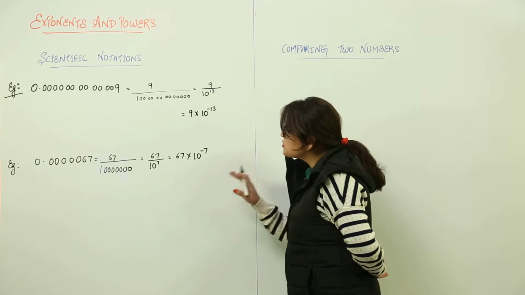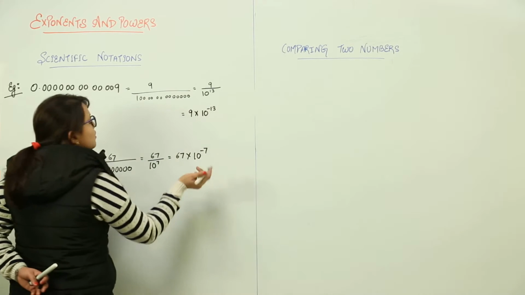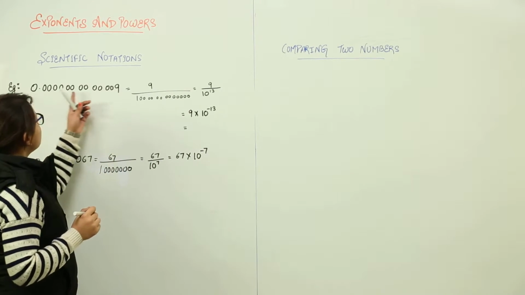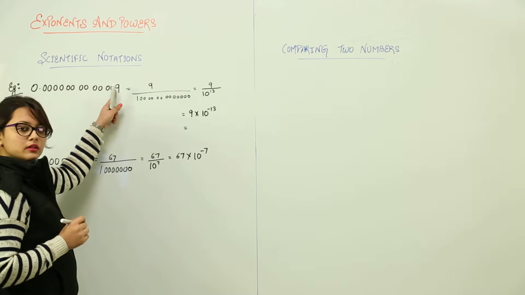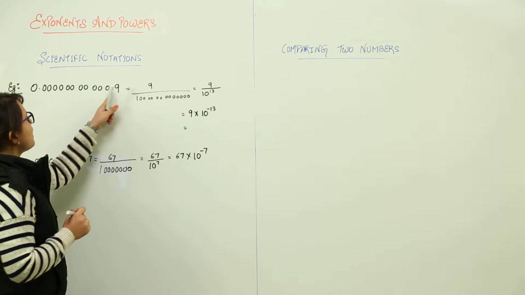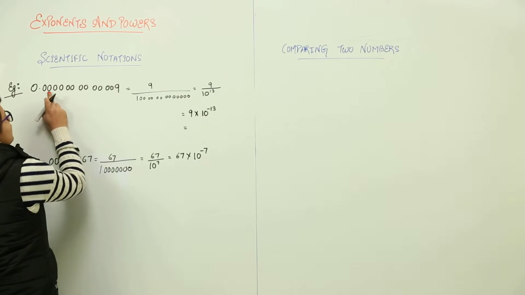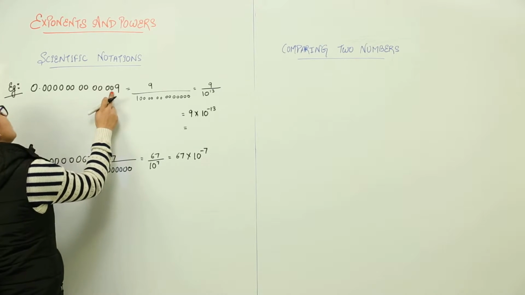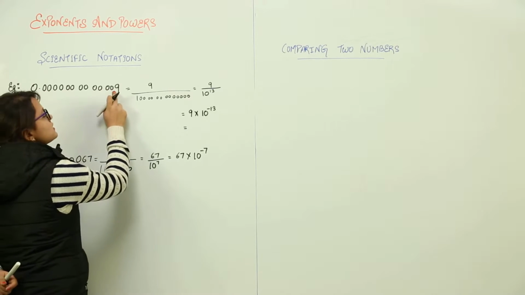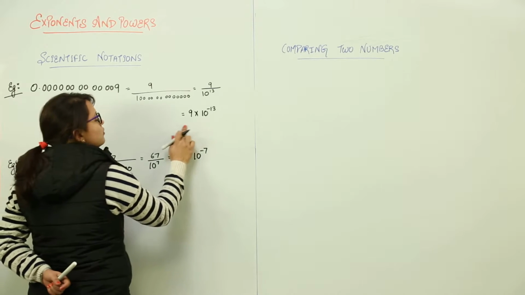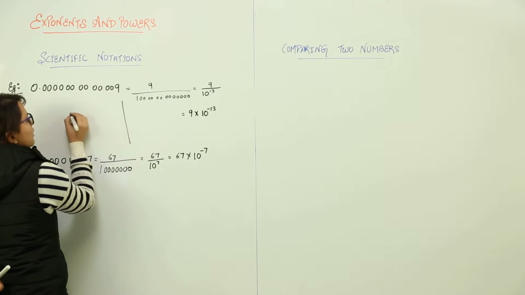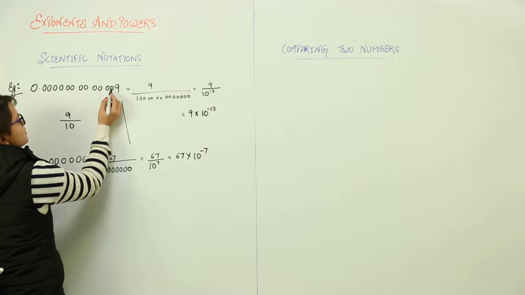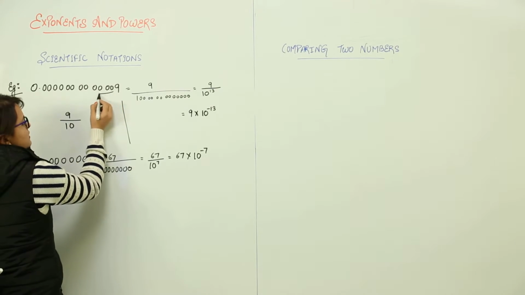See, I am going to teach you another way also to do it. If you wanted, you could have brought your decimal point up to here, right? If you got it up to here, how many decimal places would you have counted? 2, 3, 4, 5, 6, 7, 8, 9, 10, 11, 12. You have moved how many places? 12 places. That means you would have got 9 upon 10 raised to power how much? See, these places are to be counted.